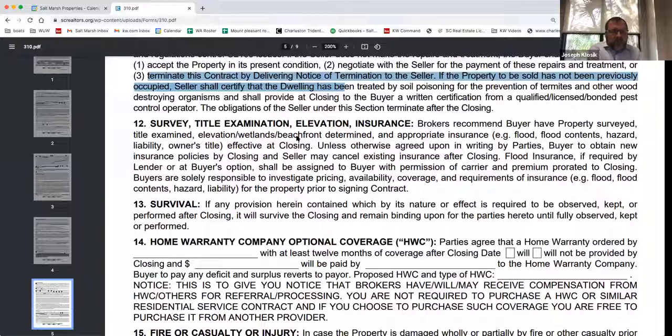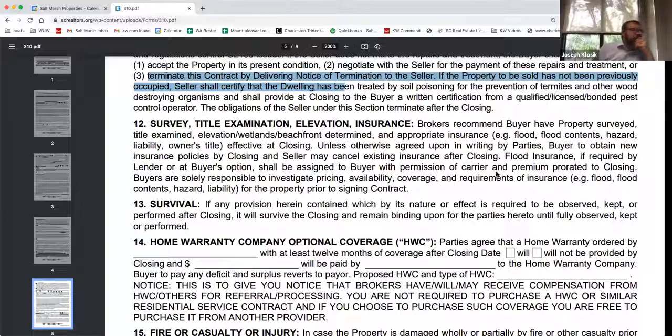This is basically a disclosure paragraph that says that we recommend that you have the property surveyed, title examined, which will happen, elevation, wetlands, beachfront determined, and appropriate insurance, flood, contents, hazard, liability, effective at closing. Unless otherwise agreed upon in writing by parties, buyer to obtain new insurance policies by closing, and seller may cancel existing insurance after closing. Flood insurance, if required by lender or at buyer's option, shall be assigned to the buyer with permission of carrier and premium prorated to closing. Buyers are solely responsible to investigate pricing, availability, coverage, and requirements of insurance for the property prior to signing the contract.